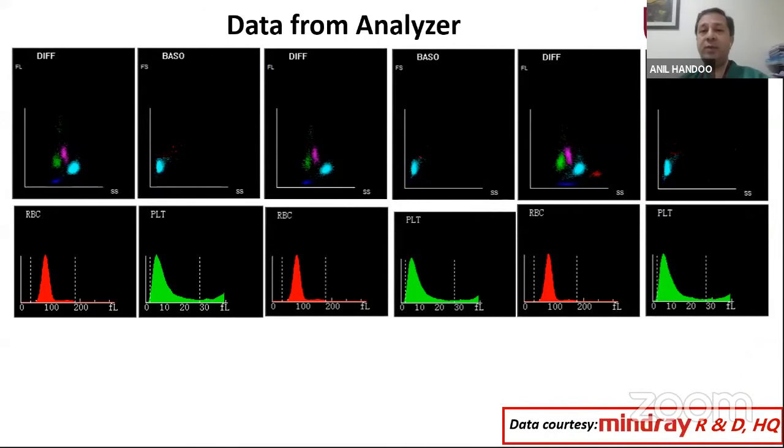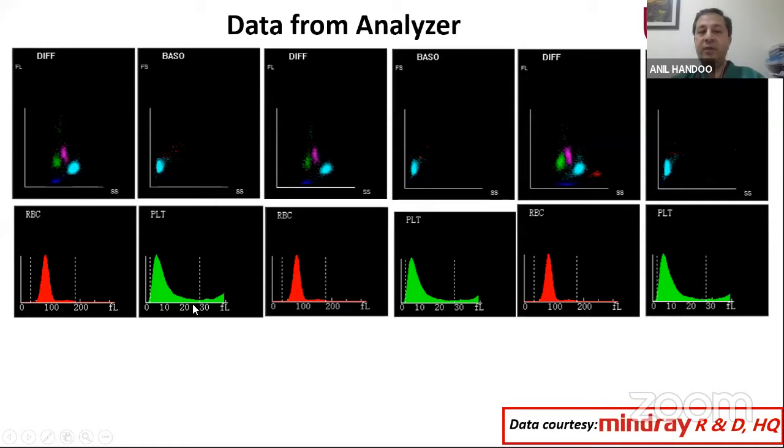So now let's go to the data from the Mindray analyzer, which has been benevolently given to me by the Mindray headquarters, and shows very clearly these data points which you are able to see on your screen. Now this is a screen which has been taken from the BC-6900, and what you're able to see is the differential plots right in front of you on the top.